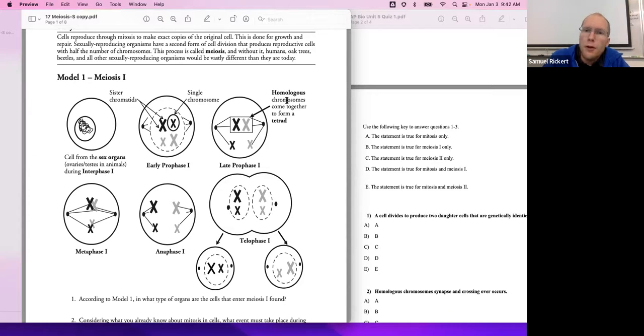The important thing is only homologous chromosomes come together. This is a carefully regulated process that ensures that crossing over does not lead to the deletion of important genetic information. You can't just randomly exchange chromosomes. You need to only exchange chromosomes that code for the same information.